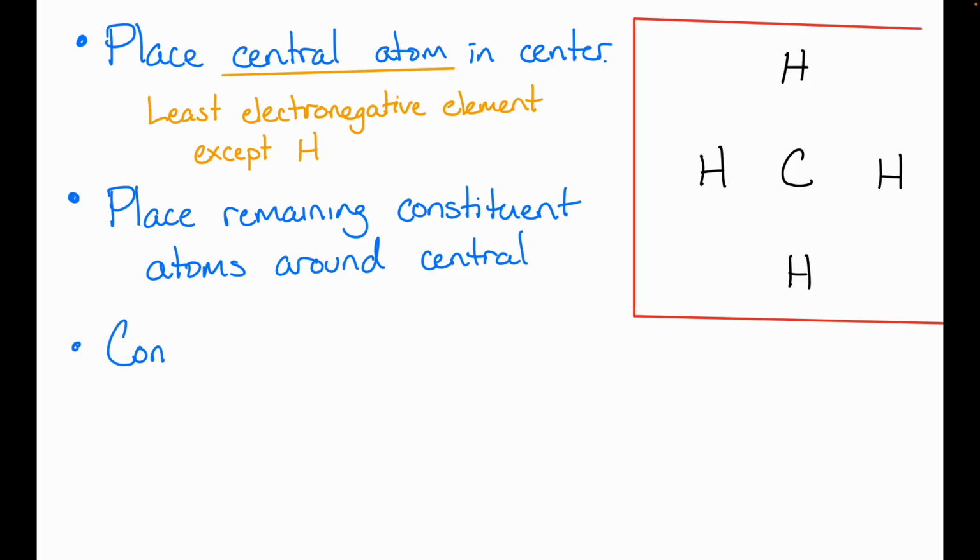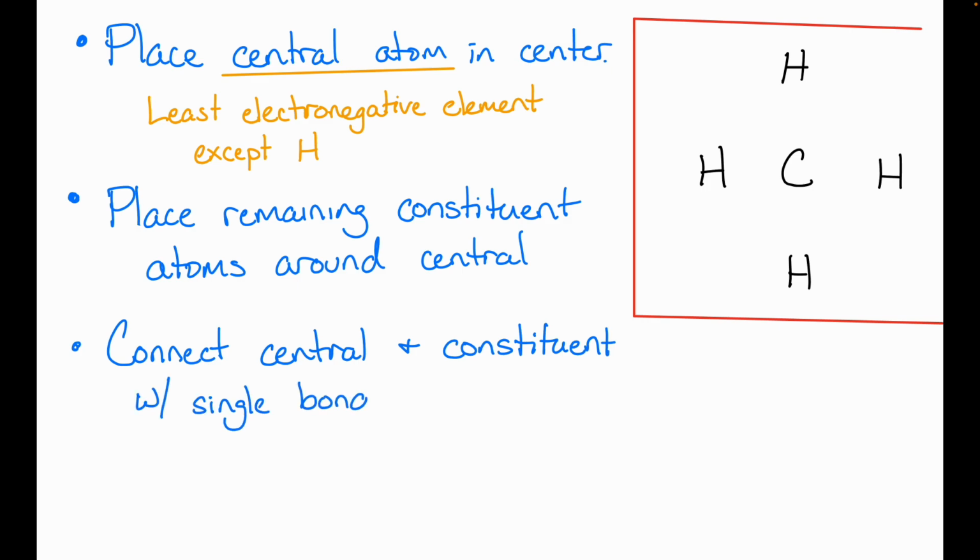But now we're going to connect the central atom and the constituent atoms with single bonds. All right, so I have my central atom and these 4 hydrogens around it. I'm just going to draw single covalent bonds connecting everything to the middle.